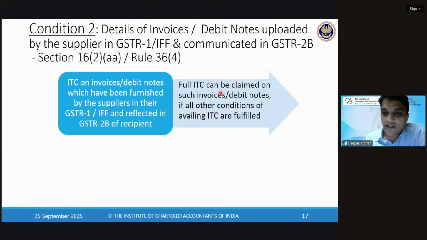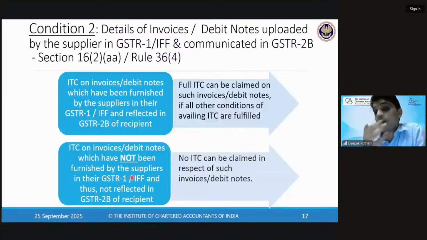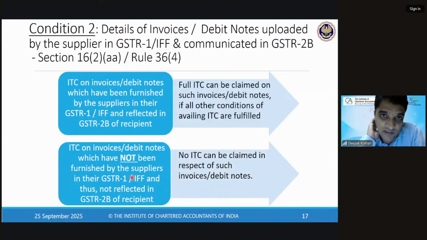If it is appearing, full credit can be claimed. If it is not appearing, why would it not appear in your GSTR2B? When the supplier has not furnished it. ITC on invoices or debit notes which have not been furnished by the suppliers, and therefore are not reflecting in the GSTR2B, cannot be claimed. So the second condition is not satisfied. The first condition is satisfied, but can you claim based on the first condition? No. All 6 conditions have to be satisfied. The second condition is that it should appear in your GSTR2B. If it is not appearing, you cannot claim it.